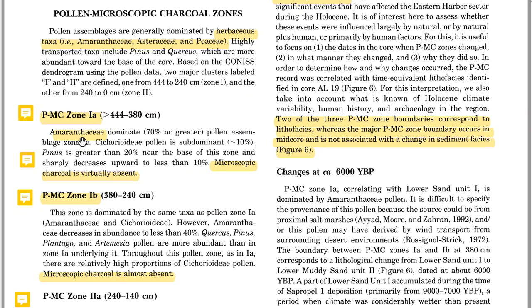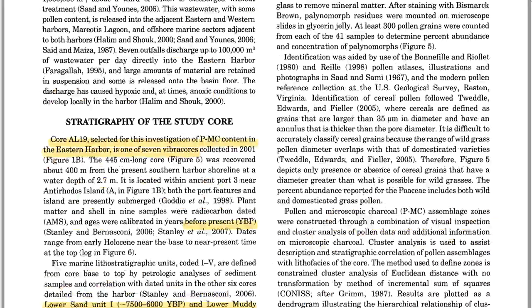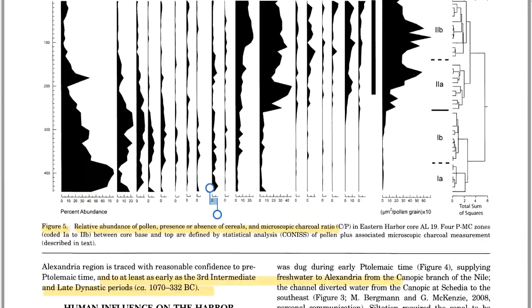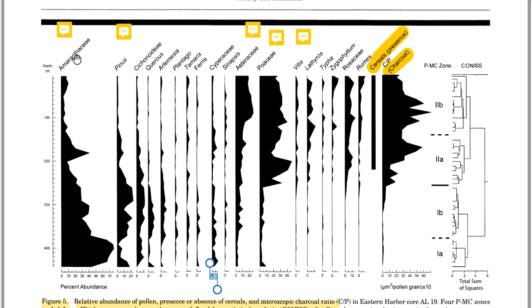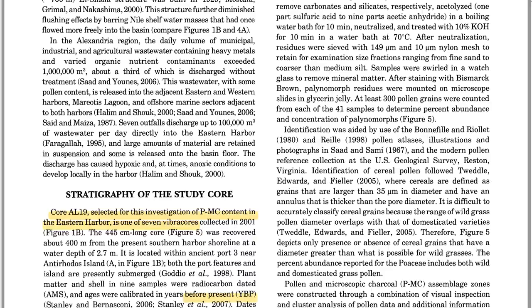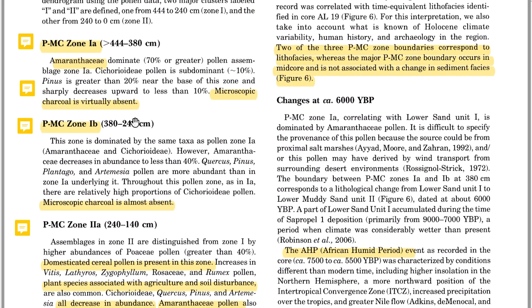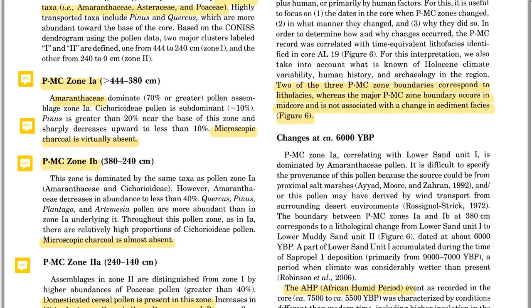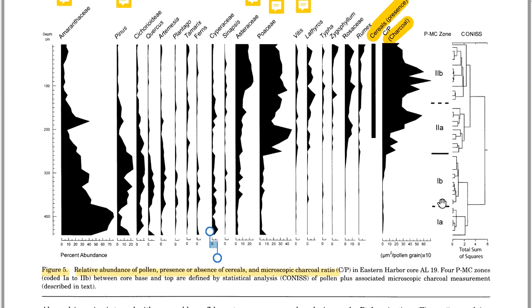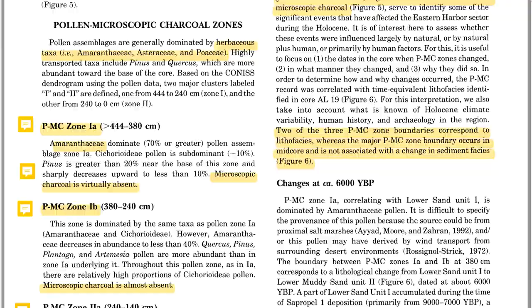So in zone 1A, you've got this Amaranthaceae dominating. And let me just show you in the chart here that that's the case. Here's the Amaranthaceae, and it's dominating here. It's much bigger than anything down at the bottom. So that's what they're talking about here. And what they're showing is microscopic charcoal is virtually absent. If you go back to the chart, here's microscopic charcoal, it's absent. So all they're doing is describing this chart, which I just did for you really briefly.